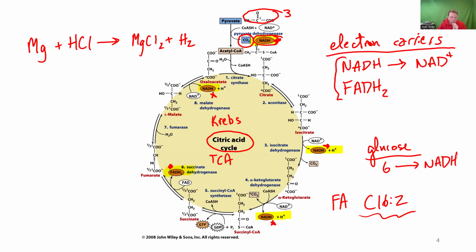Okay. Now, could anyone tell me what organelle within a eukaryotic cell does the citric acid cycle take place? That's right, the mitochondria, the powerhouse of the cell.